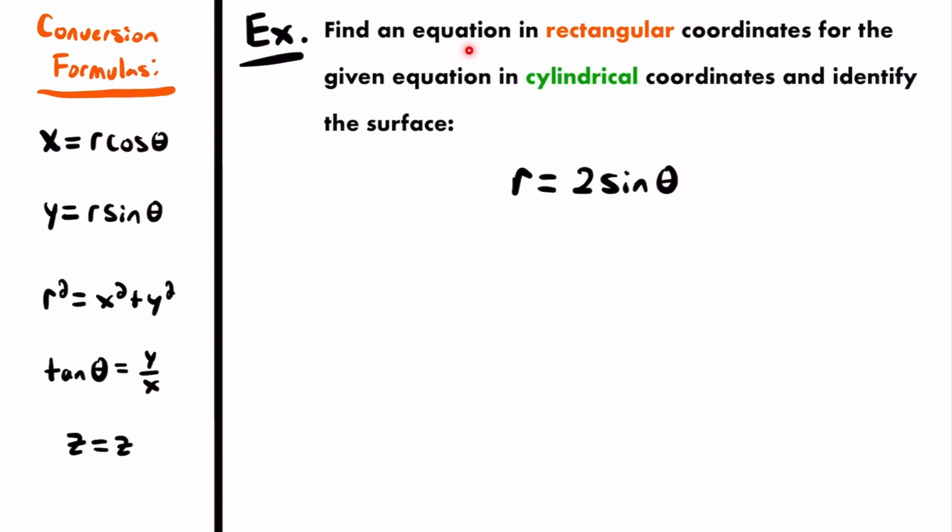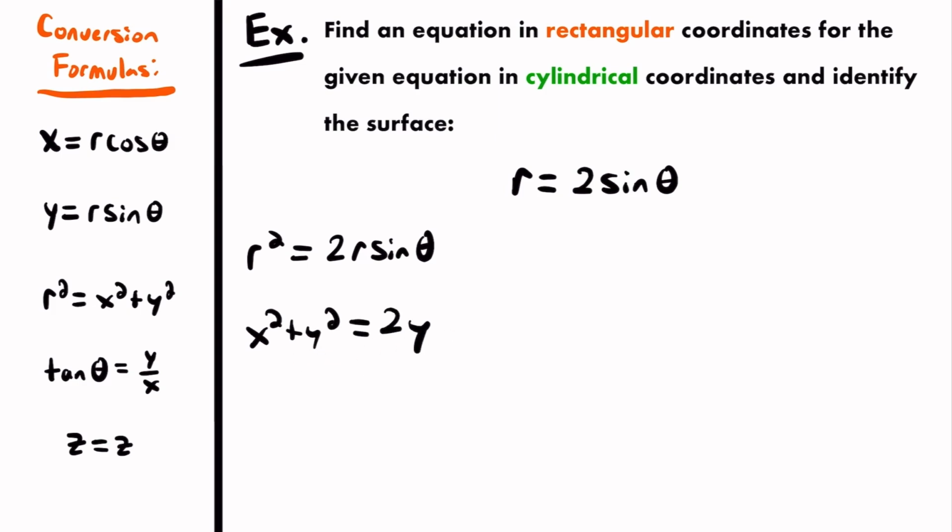Once again, we want to find an equation in rectangular coordinates for the given equation in cylindrical coordinates and identify the surface. This time we have r equals 2 times sine theta. And you have to be careful here. You might be tempted to just replace sine theta with y, but you can't unless it's multiplied by r. So what we should do here is multiply both sides of the equation by r. And that's actually really nice because it also makes this r become r², which we could replace with x² + y². All right, so multiplying both sides by r is helpful here. We'll have r² equals 2 times r times sine theta, which then will become x² + y² equals 2y.